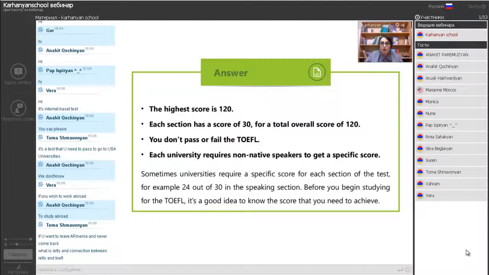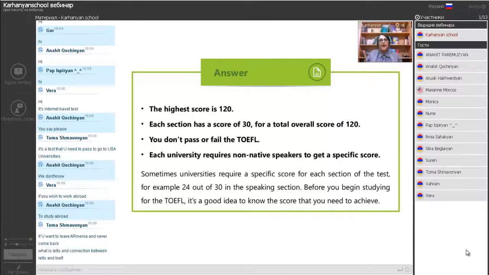So the maximum score for the TOEFL iBT is 120, okay? Each section has a score of 30, for a total overall score of 120. You don't pass or fail the TOEFL test. Each university, as I have told you, requires a specific score. So my recommendation to you is, before you start to take the test, first make sure what score the university wants from you and then apply for that.